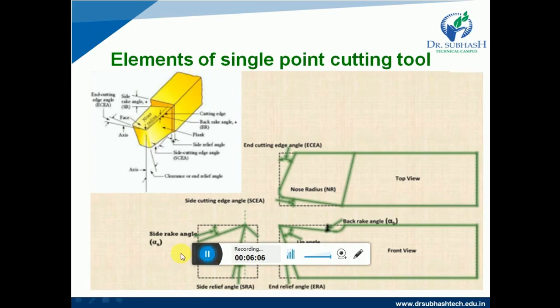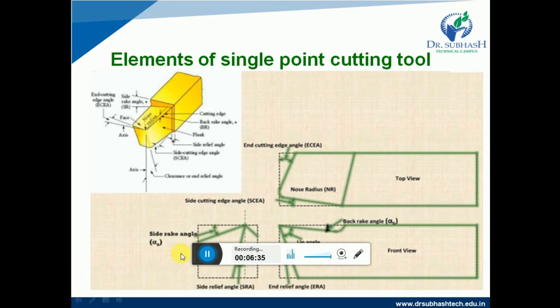Now side relief angle. It is the angle between the portion of the side flank immediately below the side cutting edge, right, and a line perpendicular to the base of the tool, measured at a right angle to the end flank. Now end relief angle. It is the angle between the portion of the end flank immediately below the end cutting edge and a line perpendicular to the base of the cutting tool, measured at a right angle to the end flank.